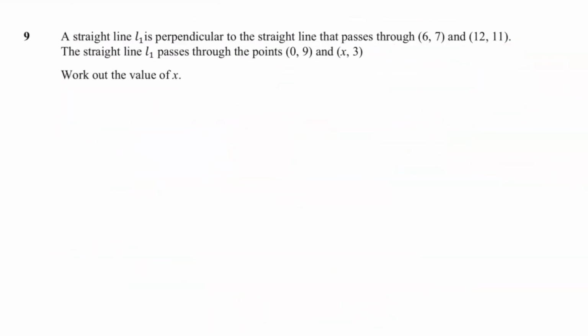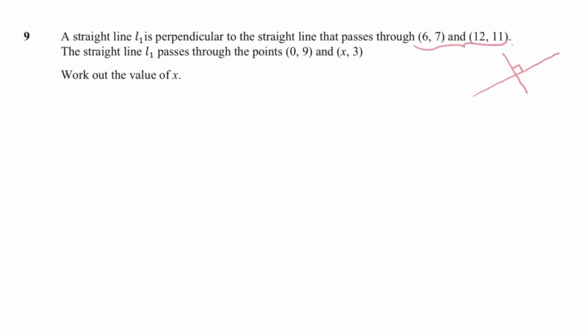Okay, our last question. We have a straight line, L1, which is perpendicular to another straight line that passes through two particular points. Now, what I know is that if I've got a line and the other is perpendicular, creating that right angle, then that perpendicular gradient is the opposite reciprocal. And I'll show you what I mean.